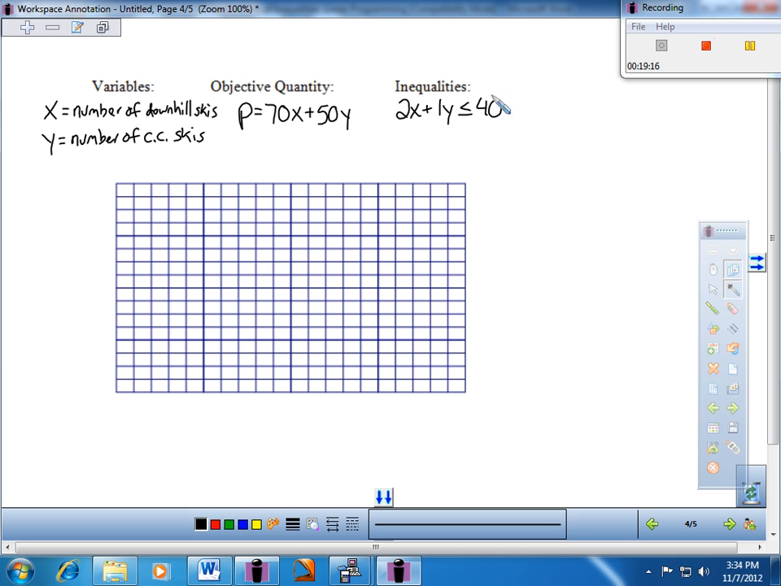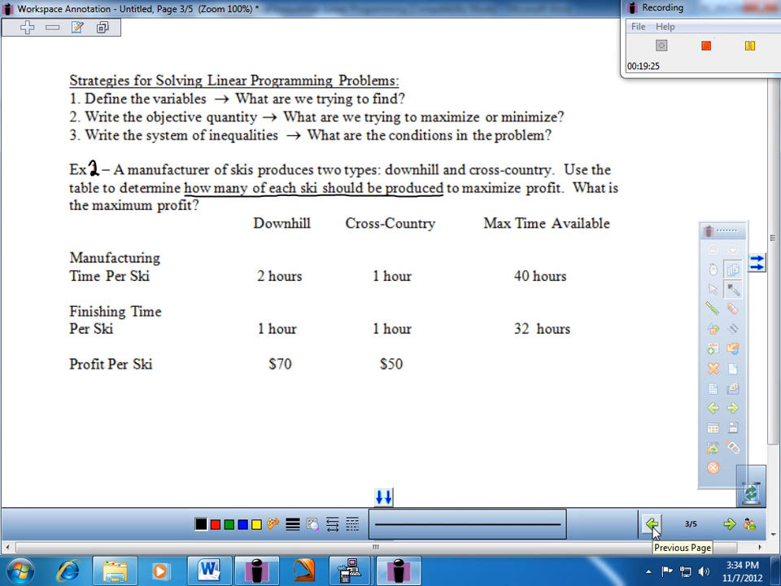Now there's another category in play here. We're also going to need to finish these skis, and the finishing time for each type is given in the table. 1 hour to finish each downhill ski and 1 hour to finish each cross-country ski. If I do the 1x plus the 1y, so 1 hour times the number of downhills plus 1 hour times the number of cross-countries, that would give me the total time to finish those skis combined. And we have at most 32 hours to work with.